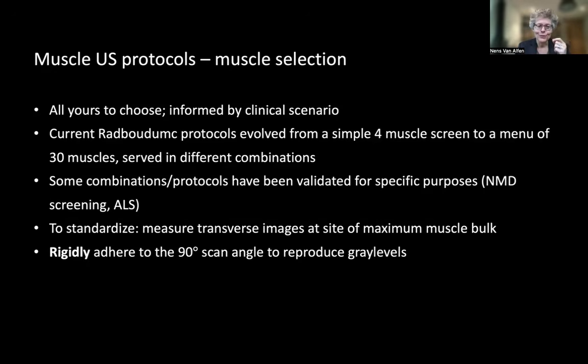Now, the one thing you do need to do here is standardize your image settings and really literally don't change anything, because even changing the depth setting on a machine will unpredictably change the gray level distribution. All these manufacturers of ultrasound machines, they make what's called proprietary software. They don't tell you what's going on on the inside, so you can't predict the effect. So keep it stable. And then you also need to rigidly adhere to that 90-degree scan angle, because even a 5-degree angle change of the probe will give you a much darker image.